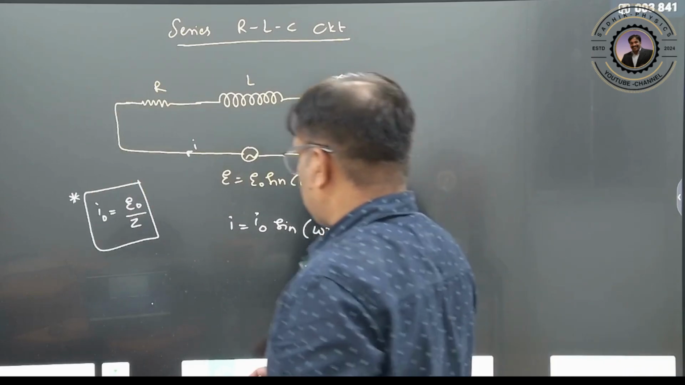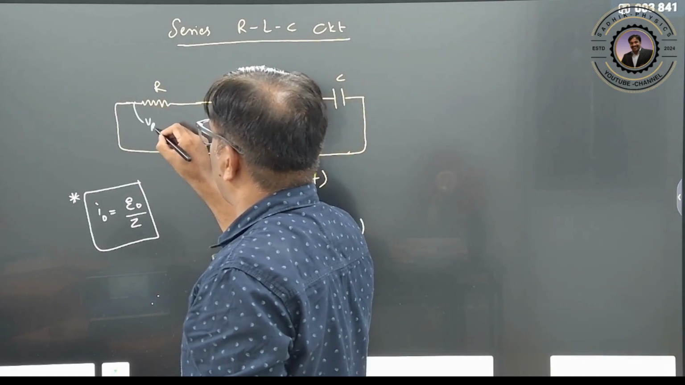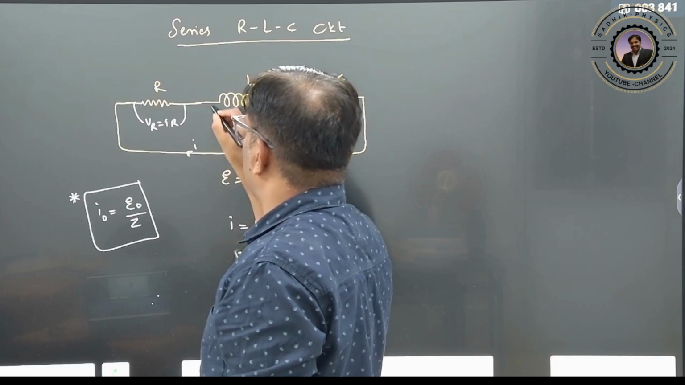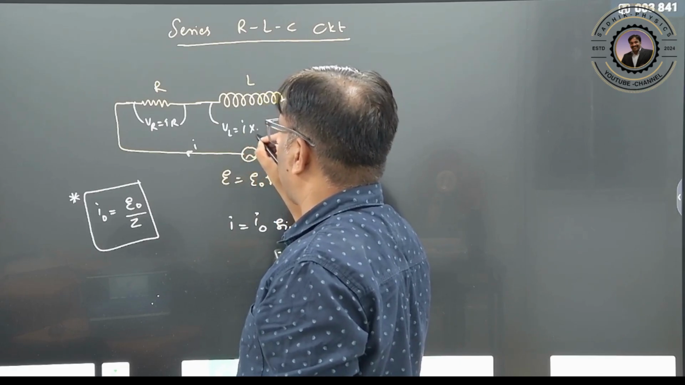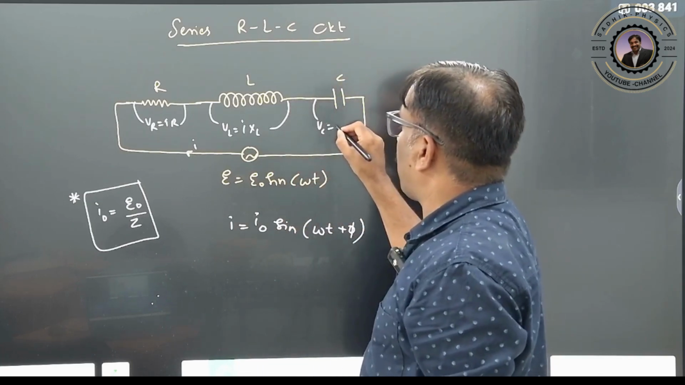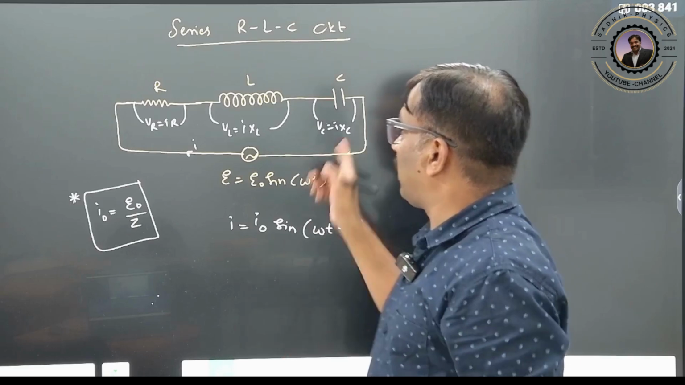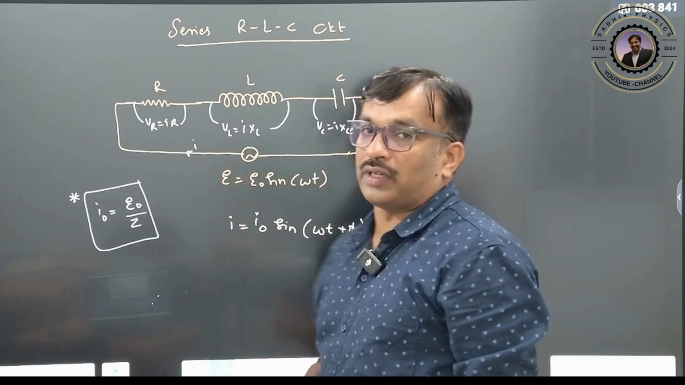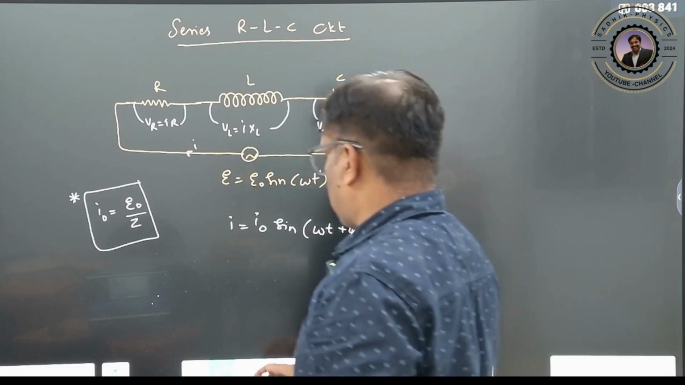First, what will be the potential difference across each element? The potential difference across the resistor is VR, the current flowing, I into R. Across the inductor L it is I into XL. Across the capacitor, VC is equal to I into XC. Here we cannot simply add them, because these are sinusoidal functions, so you have to take the phase into consideration. So how do we do such problems?